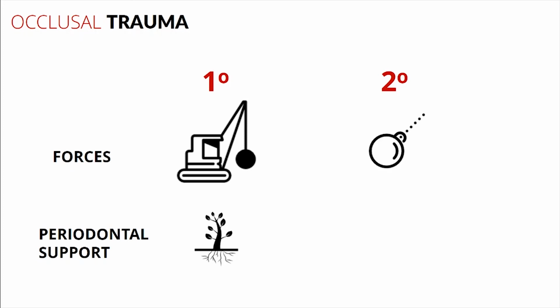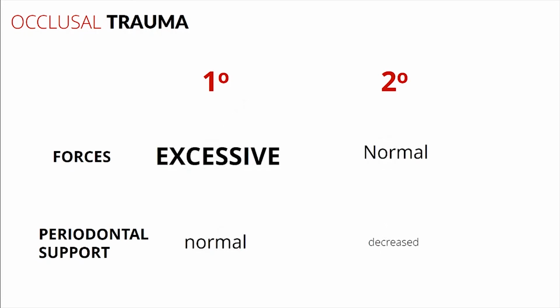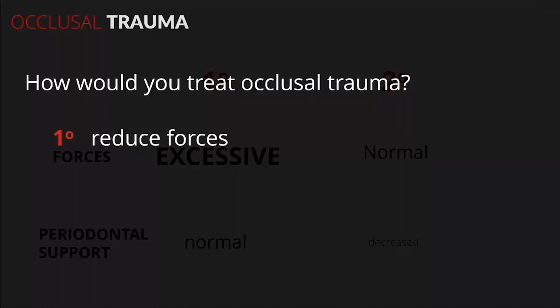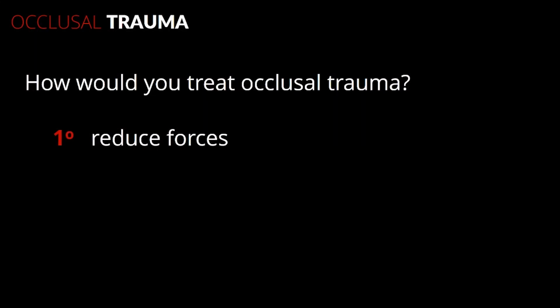Okay, and then secondary occlusal trauma: normal forces but decreased periodontal support, so the loss of the periodontium around the tooth. Okay, so that's just a summary slide of occlusal trauma. We're going to wrap up this lecture with this question: let's say our patient has occlusal trauma, how are we going to treat it?